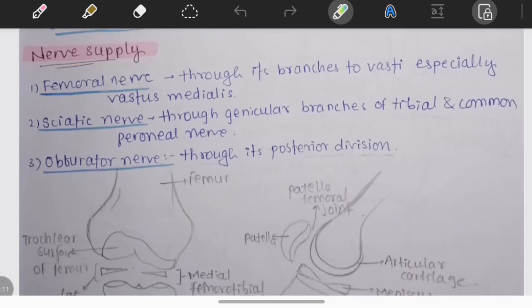Femoral nerve through its branches to the vasti, especially vastus medialis, and the sciatic nerve and obturator nerve.